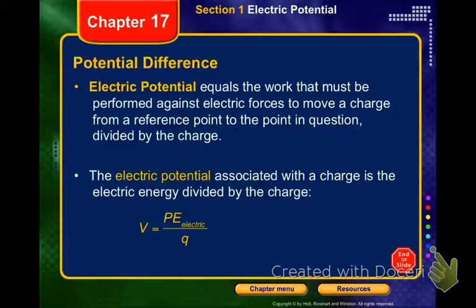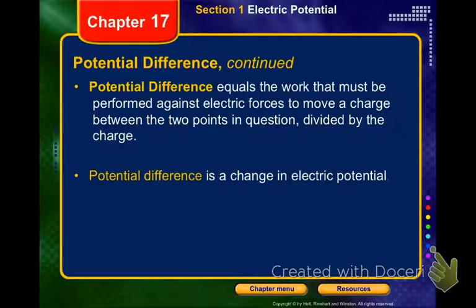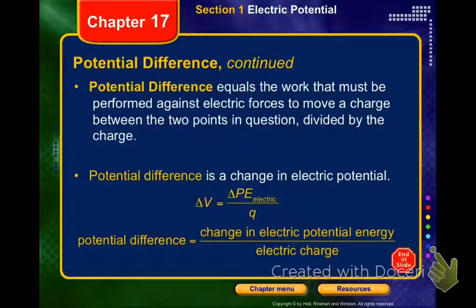So if you have 2 points in question instead of a charge and a reference point, which was electric potential on the previous slide, or a charge moving between 2 different points in question, you can find the difference there. So you have your delta.